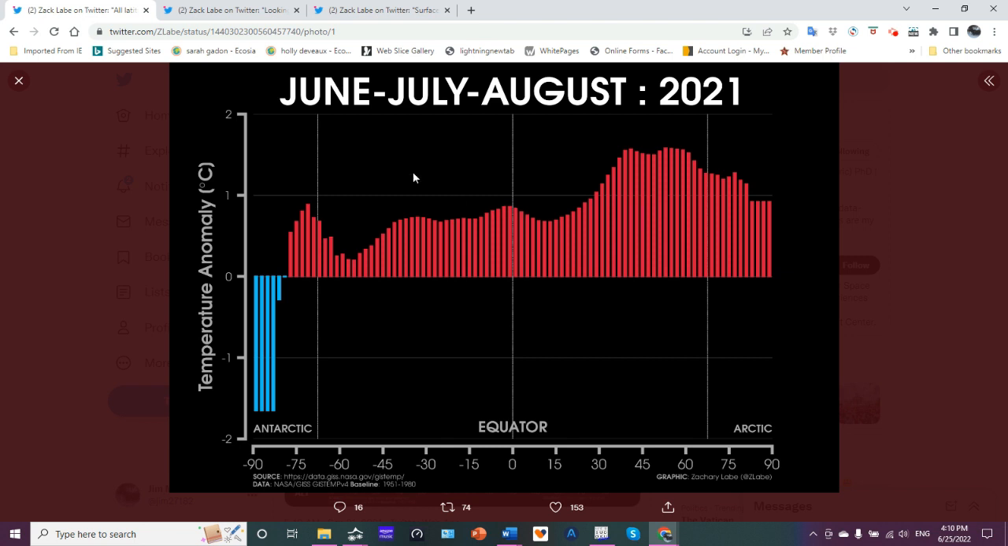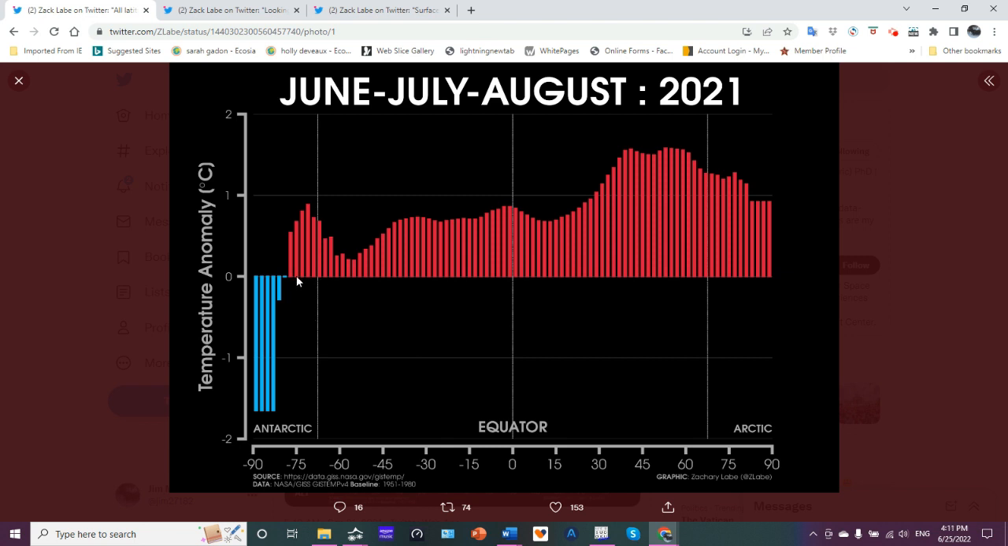So what do we see here? Looking at the 3-month period, June, July, and August of 2021. So this vertical line, 0, is the equator. Negative 90, this is the southern hemisphere. Positive 90, that's the northern hemisphere. So we have Antarctica, about 80 degrees or so to the South Pole. We see that compared to the planet, right? A little cooler, about 1.7 C cooler than the rest of the planet.